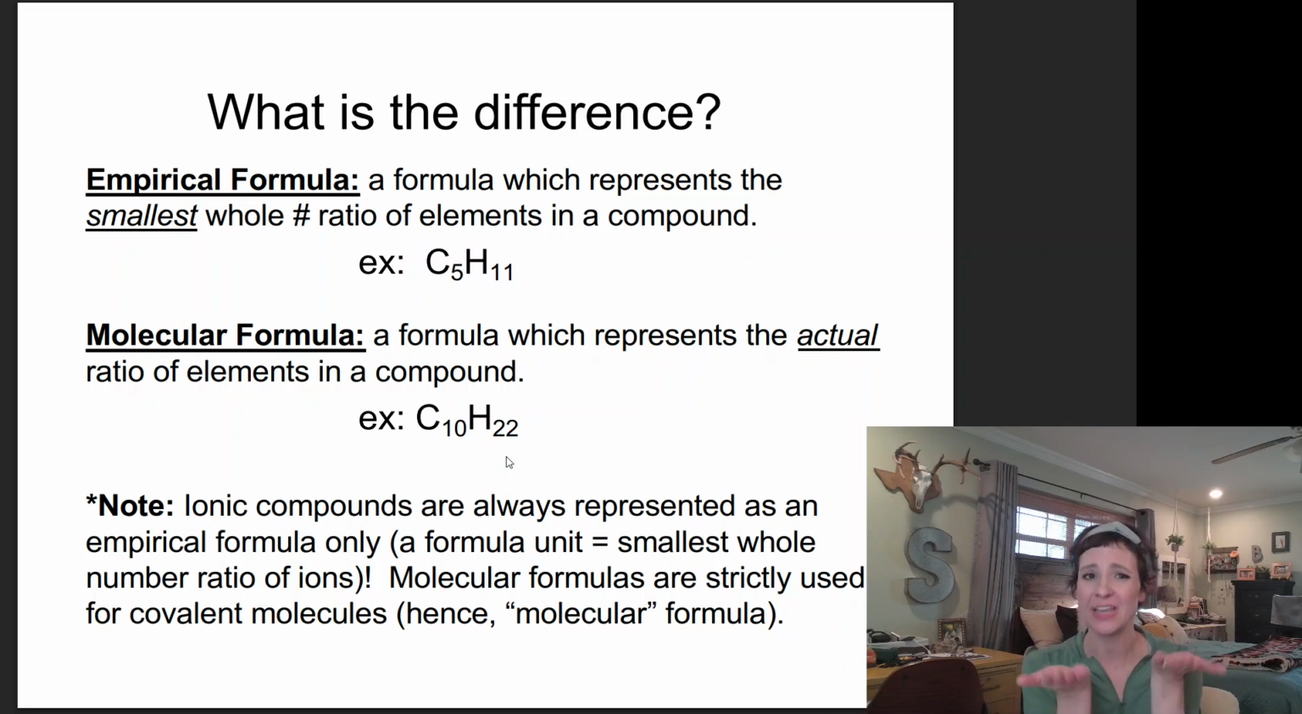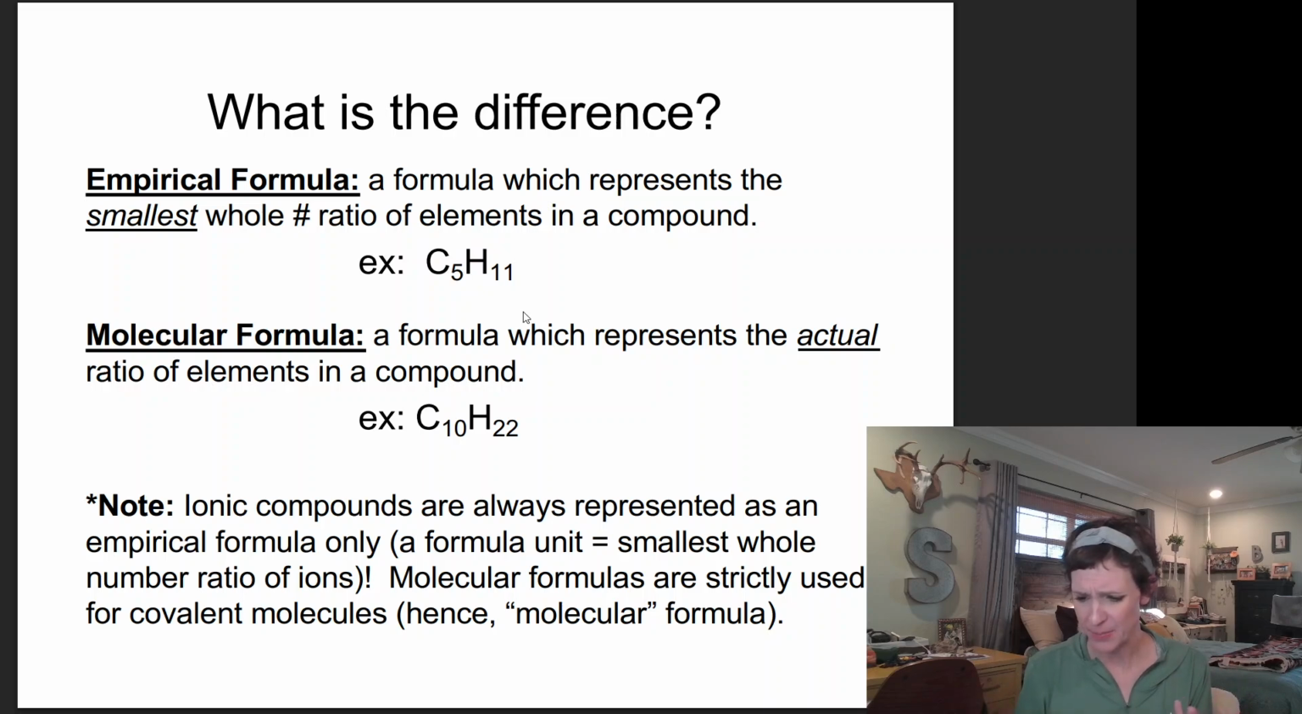So usually when we're looking at empirical formulas and molecular formulas, we're looking at covalent molecules, okay? We know that if I were to write the covalent molecule for this C10H22, I would want to see that. But mathematically, if we need to do something with this, we are okay knowing the empirical formula because that will actually represent the ratio of the elements to each other.